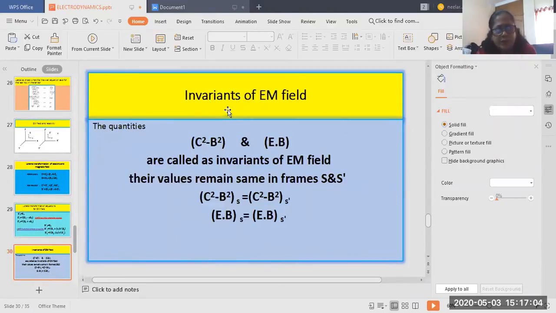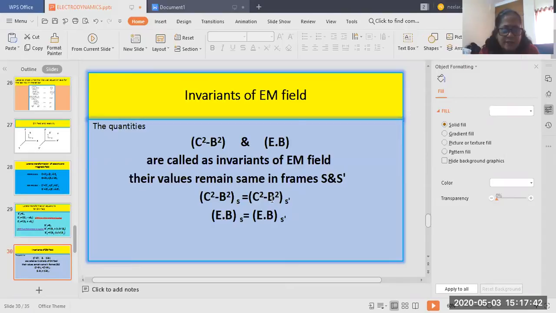Okay. So we did in the last class the invariance of electromagnetic field. So those who were absent, you can go through this. So we defined two terms. One is E square minus c square B square, another is E dot B. So these are called invariants of electromagnetic field. That means invariant means what? They are constant, or the value of this in the non-inertial frame, that is S dash, is equal to its value in the inertial frame. Okay.